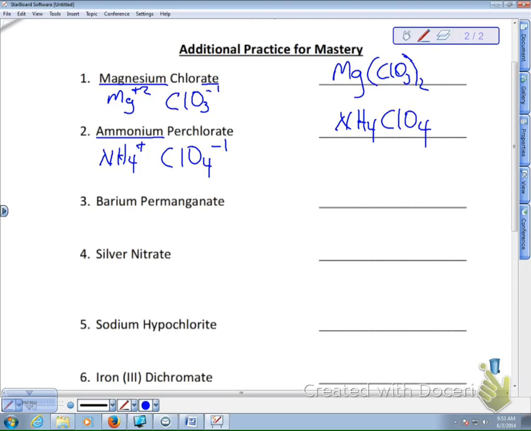Okay, let's see how you did. For barium permanganate, barium is a monatomic cation. So from the periodic table, again, group 2, barium is +2. Permanganate, the suffix tells me it's polyatomic. If you're not sure, go to your list and find permanganate. It is MnO4 -1. The least common multiple again is 2. So this is going to be Ba, I need 2 permanganates, so I'll use the parentheses, and then 2.